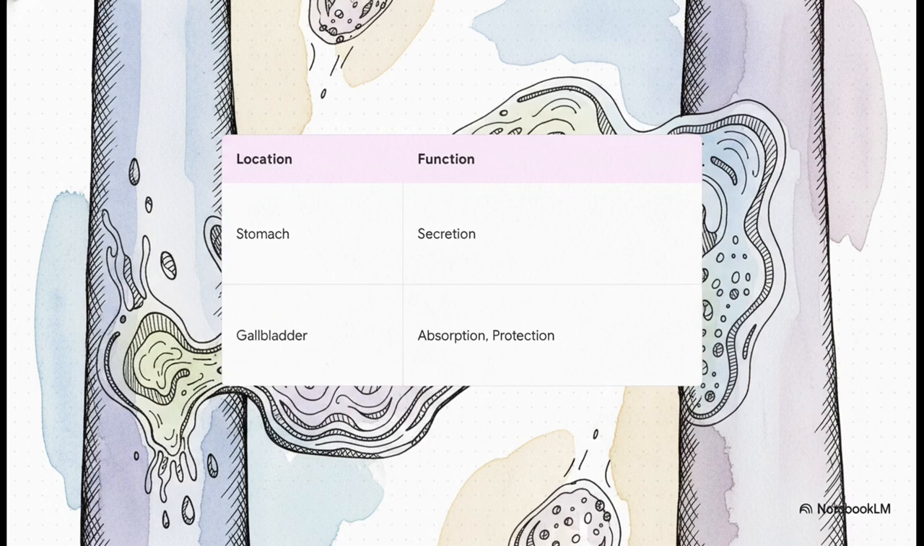You're going to find this tissue lining things like the stomach and the uterus, where it handles intense secretion and excretion. You also find it in the gallbladder and parts of the respiratory tract. In those harsh environments, that thick, pillar-like barrier provides essential protection and really powerful absorption capabilities.